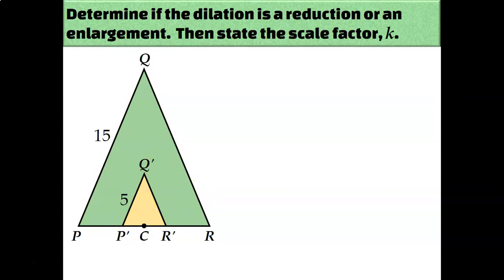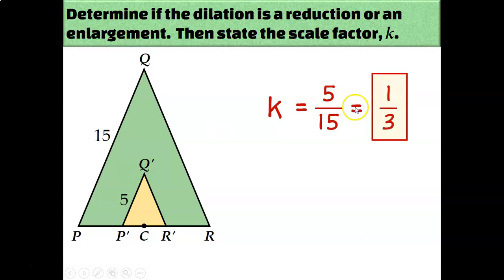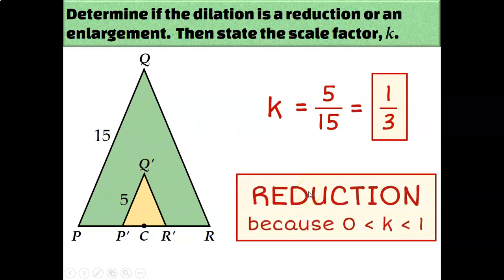But we have to calculate just how much of a reduction it was by calculating the scale factor. The scale factor is always equal to the new length, the prime length, if you will, which is 5, over the original length, the pre-image length, which is 15. And that reduces to 1/3. So the scale factor of this dilation was 1/3. 1/3 is less than 1, so this must be a reduction.